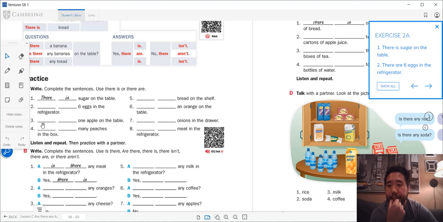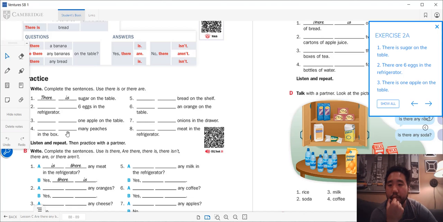Number 3, blank blank 1 apple on the table. Apple is a noun that can be counted. There's only 1, so it's a singular count noun. That means we have to use there is. There is one apple on the table. So here, this is how it's going to look.